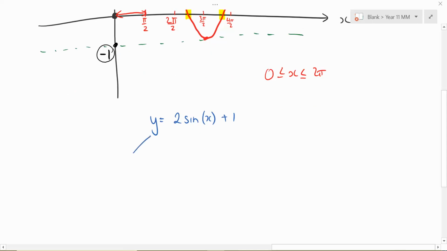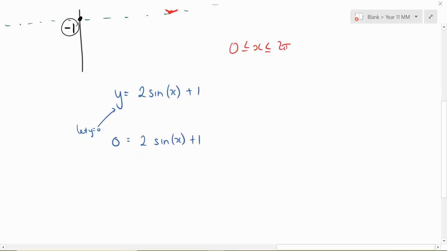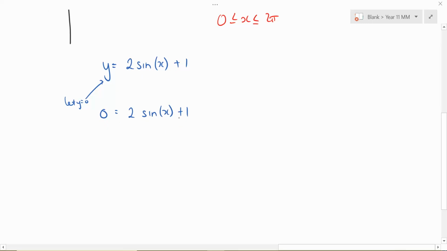To find the x-intercept, let y equal 0. So I'm going to let y equal 0. So here we go, 2 sine of x plus 1 equals 0. And this is going back to exercise 14H. Okay, so 14H, I'm going to minus 1 on both sides. 2 sine of x equals negative 1, divide both sides by 2.